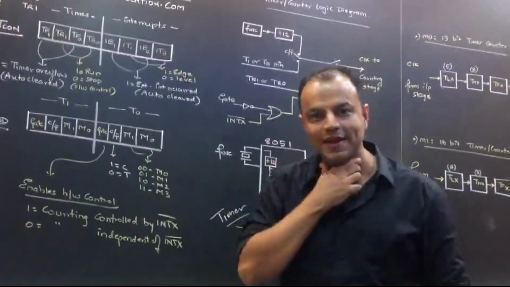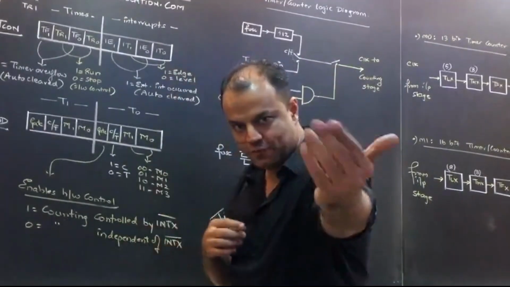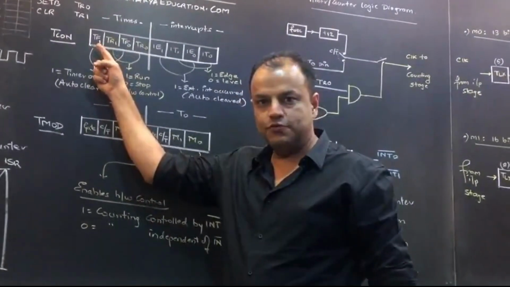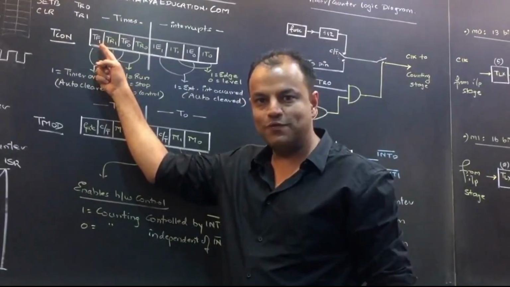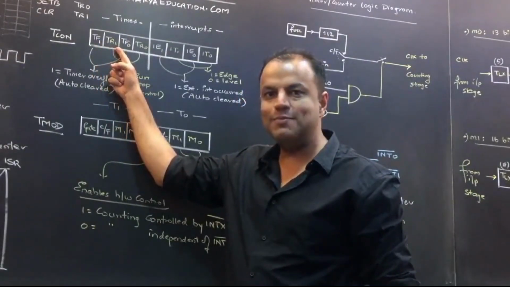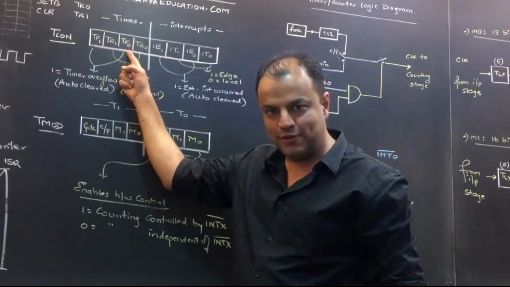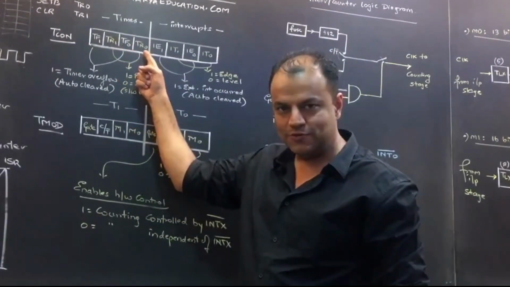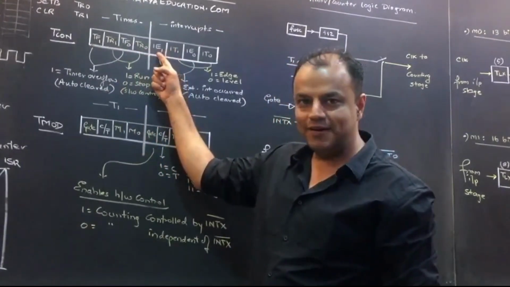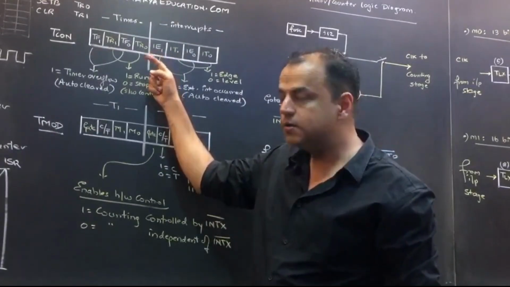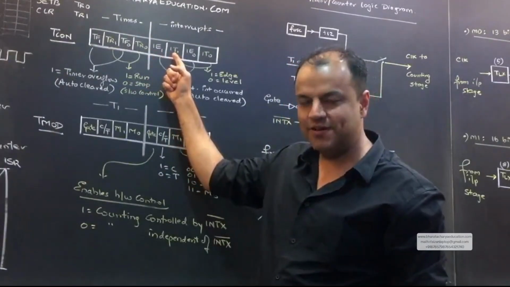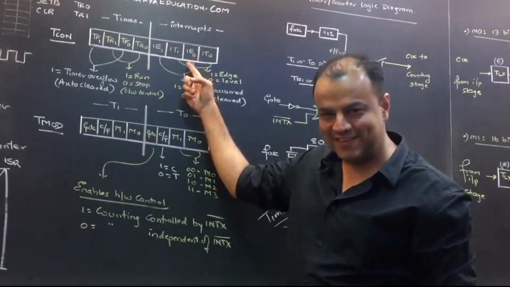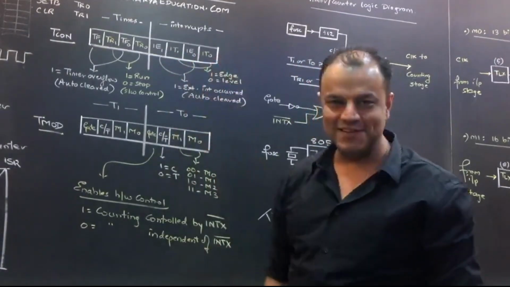Tell me, is the role of all the 8 bits clear? One minute recap before we go ahead. This bit is used to tell whether timer 1 has overflown. This is used to tell whether timer 1 is running. Whether timer 0 has overflown. Whether timer 0 is running. Whether external interrupt 1 has occurred. Whether INT1 is edge triggered or level triggered. Whether INT0 has occurred. Whether it is edge triggered or level triggered.